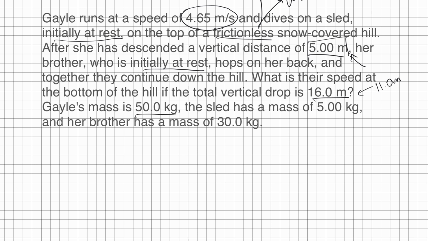So Gayle's mass is 50. The sled has a mass of 5 kilograms, and her brother has a mass of 30 kilograms. Okay, so her brother is smaller than she is. So it's a little brother.